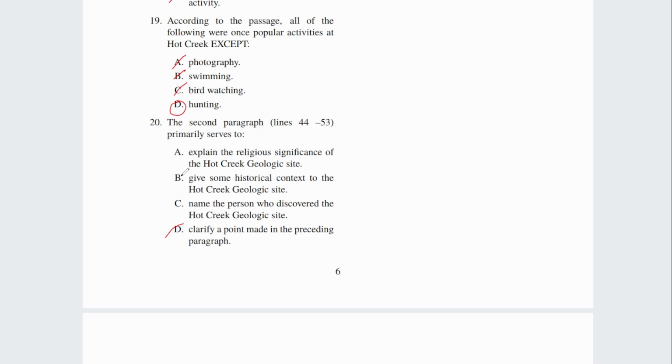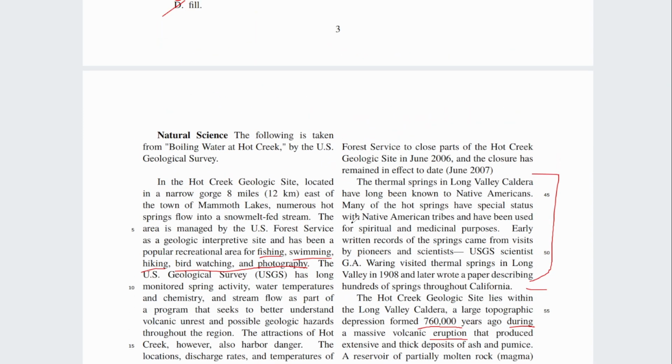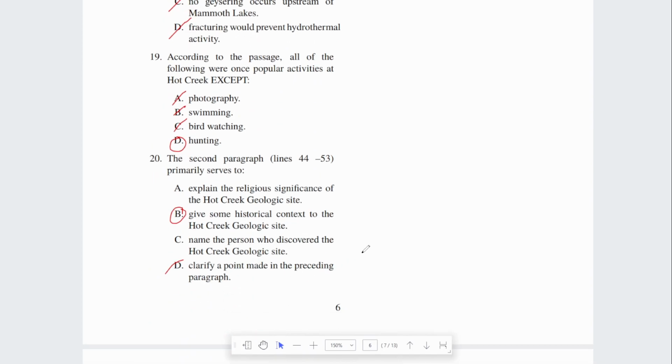B seems like the right answer, and I'll tell you why. The religious significance and naming the person who discovered the Hot Creek geologic site are both things that this passage does, I believe. Yes, it's been used for spiritual purposes, and here is the person who discovered it, G.A. Waring. So these are both things that happen in this paragraph, but they're not the main purpose. Both of them are supporting points to answer choice B, right? We're looking at historical context, and one component of historical context is religious significance, and another is naming the person who discovered it. So I think answer choice B is the only one we can choose here.